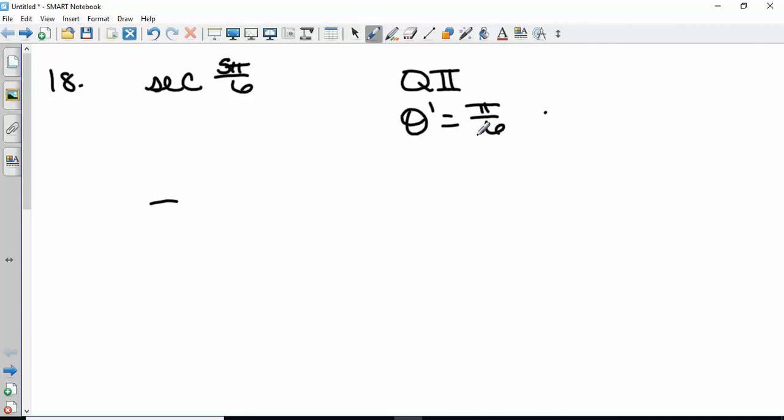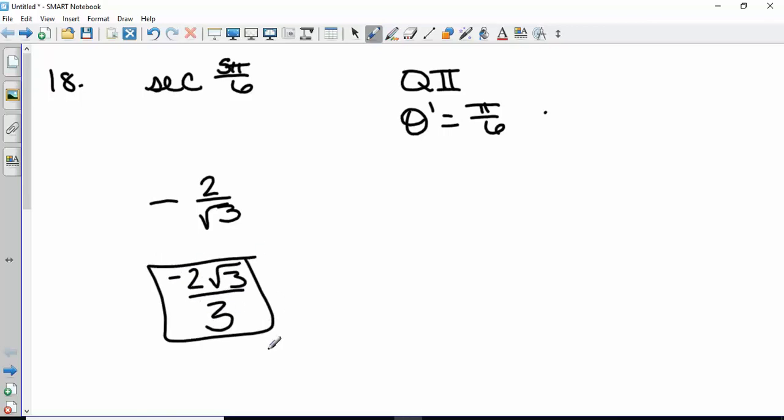Cosine of pi over 6, or the cosine of 30 degrees, is radical 3 over 2, so secant would flip it. So 2 over radical 3, get your radical off the bottom. So it's negative 2 radical 3 over 3.